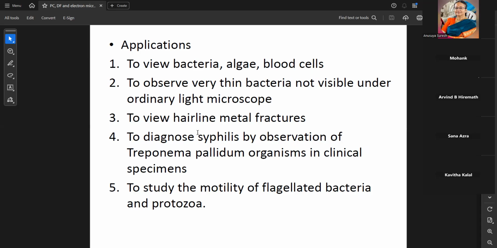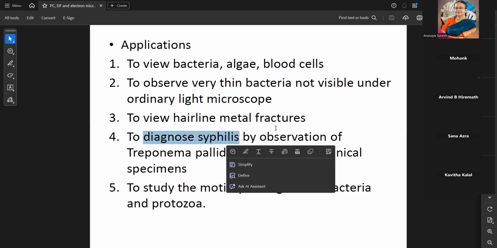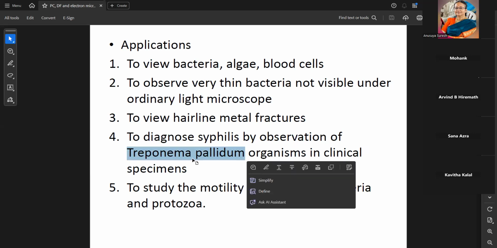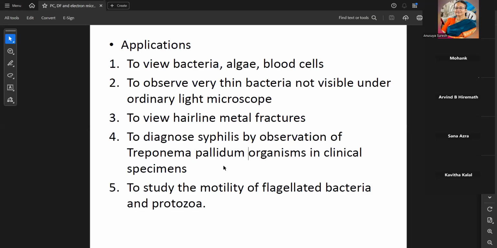In the medical field, we use dark field microscopy mainly for diagnosis of syphilis. As you know, syphilis is a condition where there is this organism called Treponema pallidum. And if you have a sample which is collected from a patient, and you want to check whether there are Treponema pallidum organisms, then we can use that to diagnose syphilis.